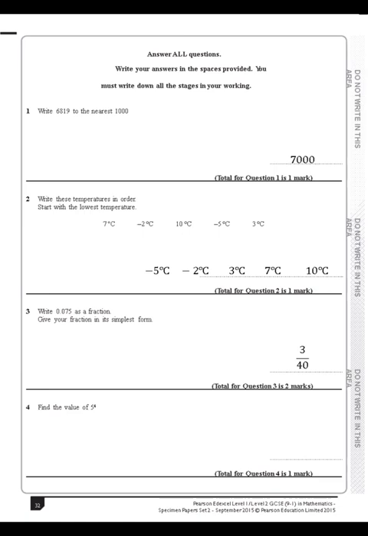Question 4. Find the value of 5 to the power of 4. In your calculator, click 5 and the button that says x to the power. In the power section, add 4. So 5 to the power of 4 is equal to 625.